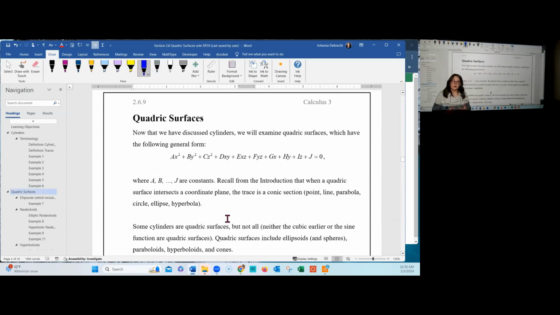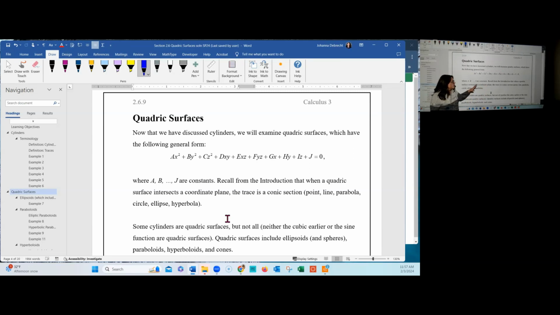We've talked about cylinders quite a bit, so let's shift gears and focus on quadric surfaces. We have seen some cylinders that are quadric surfaces, like the hyperbolic one, and some that weren't, like the sine function and the cubic function. Again, to be a quadric surface, it has to be written in this form where A, B, C, D, all the way through J are real constants, but they could be zero. So it doesn't have to have all of these terms. But the highest power on the variable is 2. So we've got x squared, y squared, z squared, xy, xz, yz, xyz, and possibly a constant.